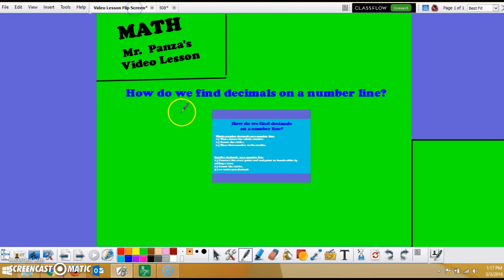I hope this helps you answer the question, how do we find decimals on a number line even when they're not whole numbers?